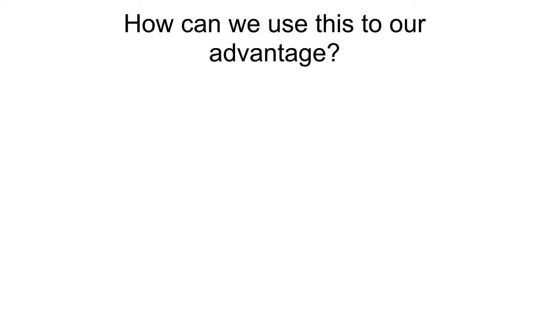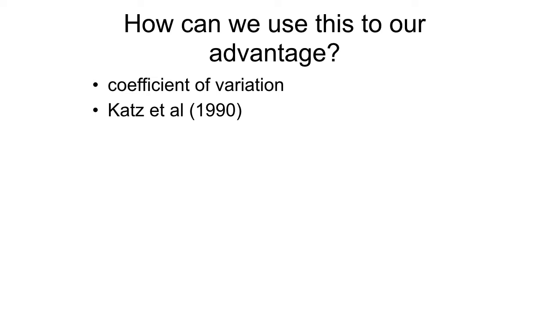So, can we use this in any way to our advantage? We can look at something called the coefficient of variation. This is mentioned at the end of the chapter. This is by Katz et al. in 1990. That's where the data come from.